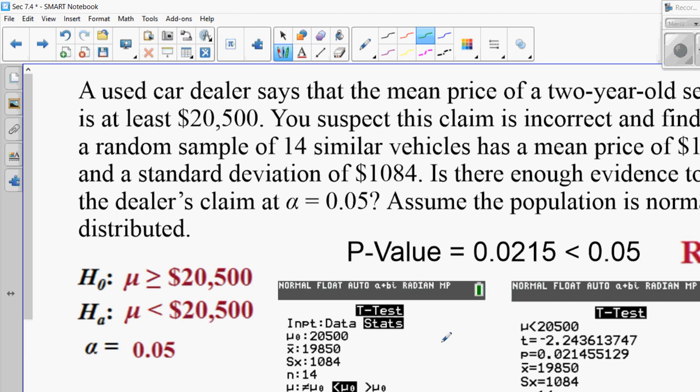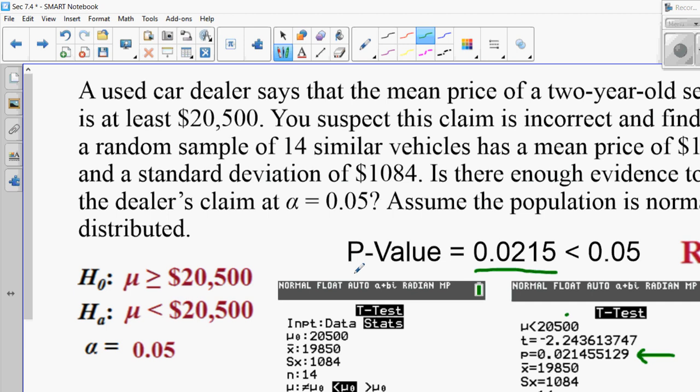We then hit calculate. We get our information over here, and then right here is our p-value. That is 0.0215, which is less than alpha, so we reject H sub O, and then we can write our sentence about there's enough evidence and so forth, okay? What we want to talk about here today in this video is how to find this p-value not on the calculator. How can you do that?